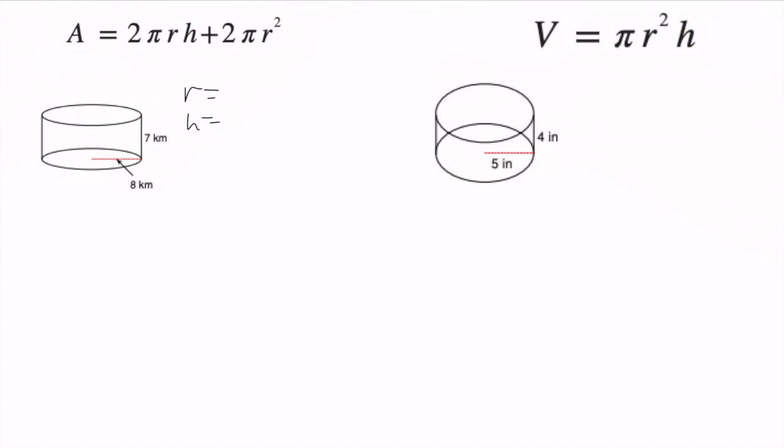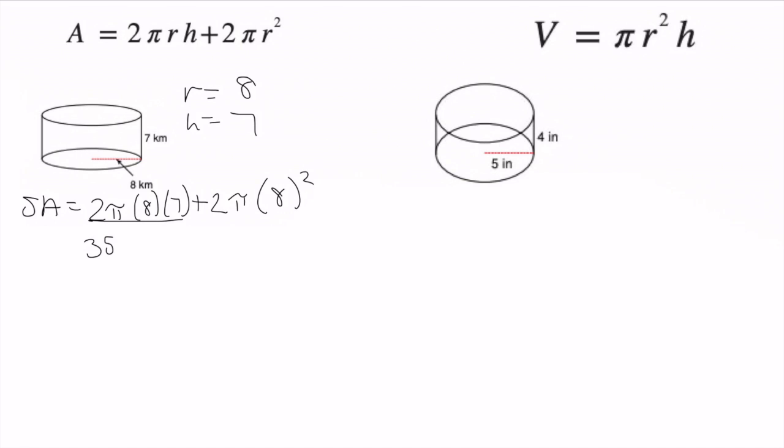Our radius in this one is 8, and our height is 7. So let's do surface area first. Surface area equals 2 pi times 8 times 7 plus 2 pi times 8 squared. I'm going to plug this portion into my calculator, and I get 351.86 plus this is going to be 402.12. Then I just add them together. That'll give me 753.98 kilometers squared.